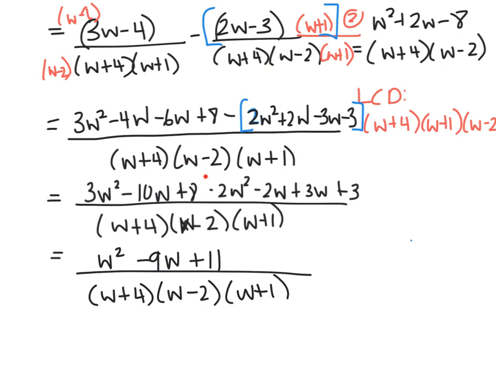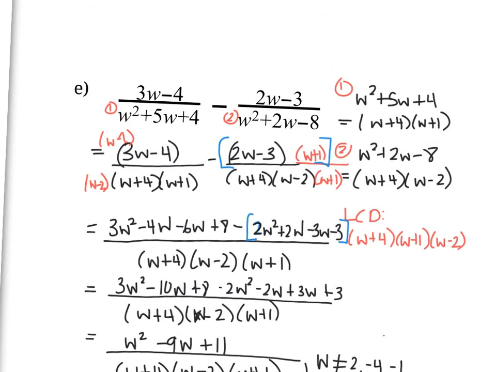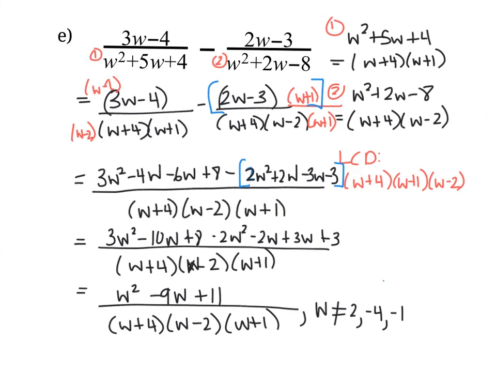So hopefully I didn't make an error somewhere down here. I know if I did, someone will catch it, and we will correct it together. But based on my calculation, there's nothing else to simplify. So we are just going to state our restrictions. So w cannot equal what? 2, -4, and -1. So those are our restrictions. And now you're done. This is as complicated as it gets. So now you know how to add and subtract all rational expressions even when they're not factored.